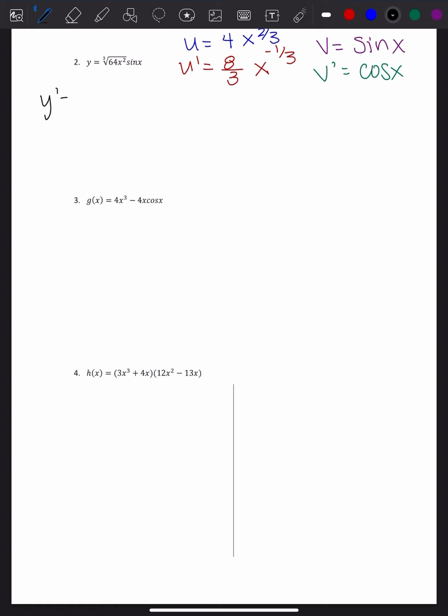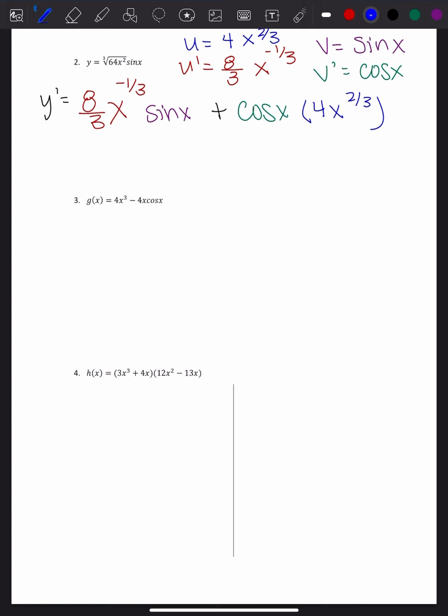So y prime equals u prime, 8/3 x to the negative 1/3 power, times sine of x, plus v prime times u. And once again, I can just leave this exactly how it is and not really worry too much about it.